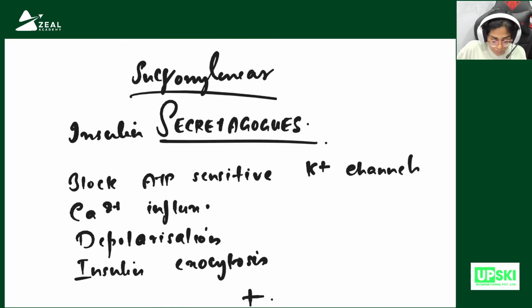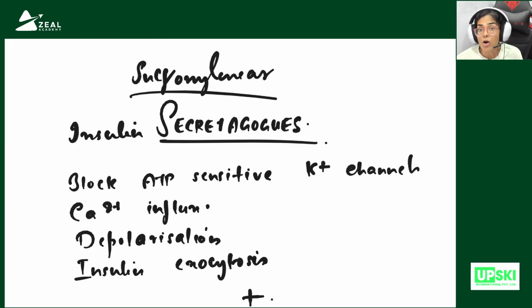Now, sulfonylureas are insulin secretagogues. This is the mechanism of action. There are first generation and second generation drugs. We mostly use second generation drugs nowadays. We stopped using first generation drugs due to the heightened risk of side effects or adverse effects.